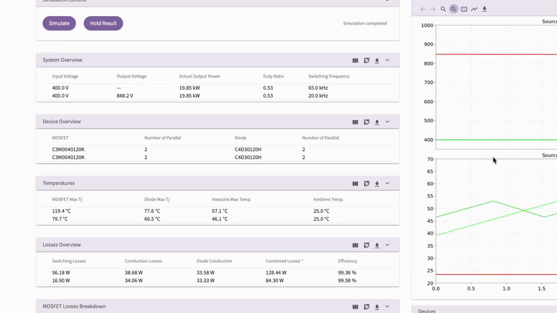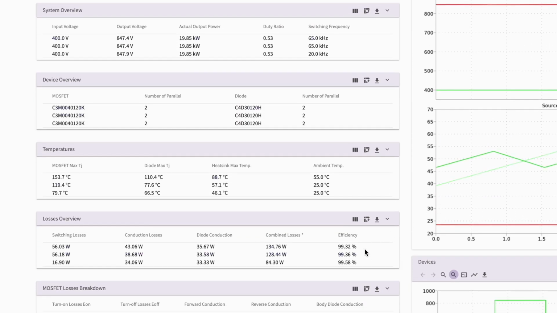We see efficiency drop only 0.04%, even with 30 degrees C higher temperature. And that's because if you look at the switching loss and conduction loss, only the conduction loss changed a little bit and switching loss remains the same. And that's because silicon carbide has very good performance over temperature, unlike silicon devices. And that gives us an almost flat efficiency curve over temperature.